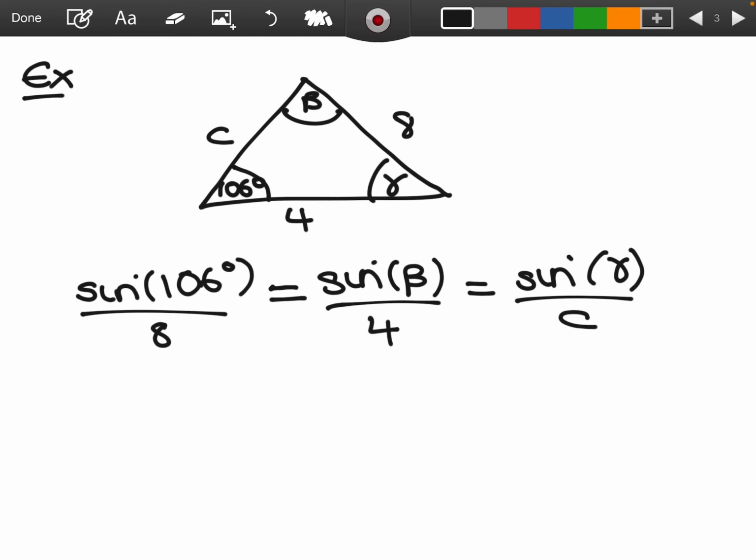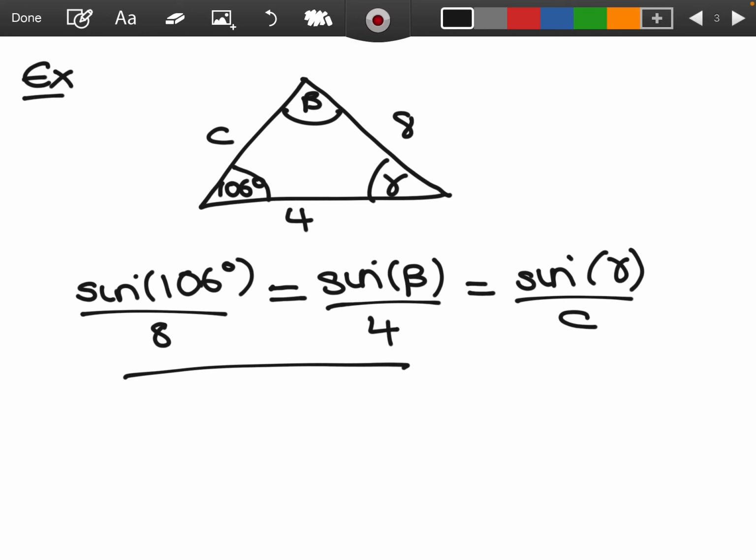So in this case, I'm going to solve for beta first, because I know that I can set these two fractions equal to one another and solve for beta. Once I have beta, I can go ahead and find gamma, because I know all of my angles should add up to 180. And once I have gamma, I can go ahead and find c. So kind of go through it in this order.